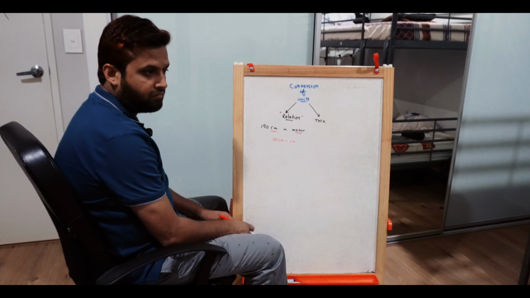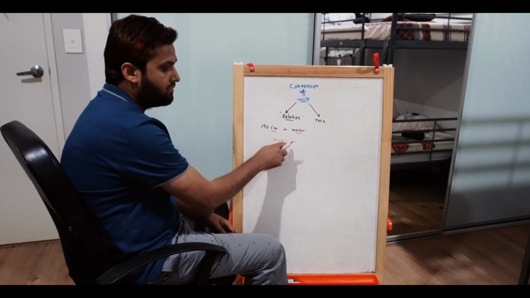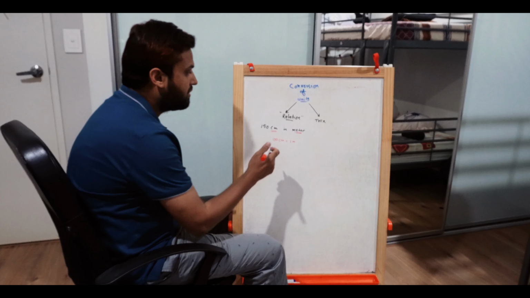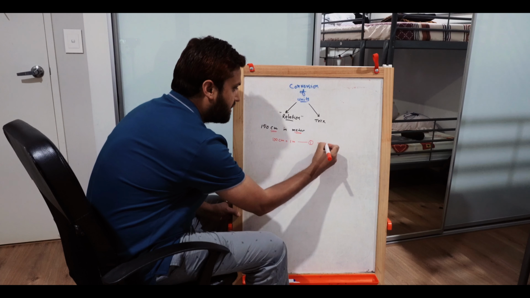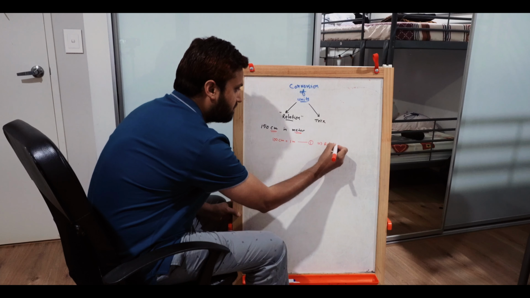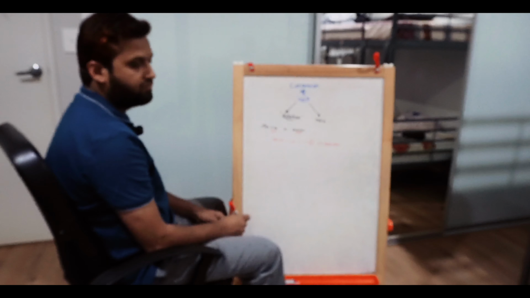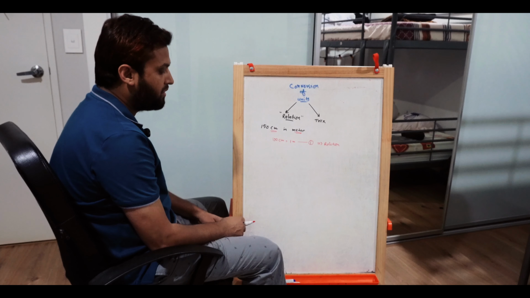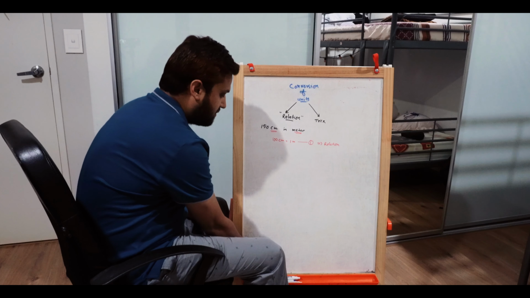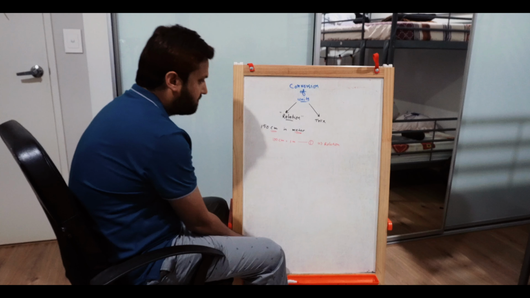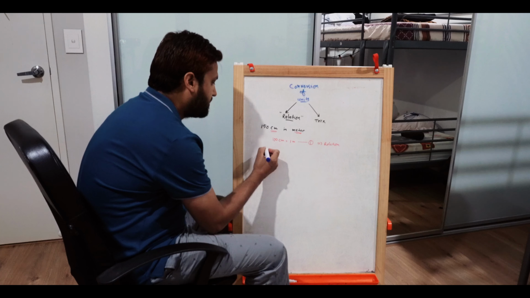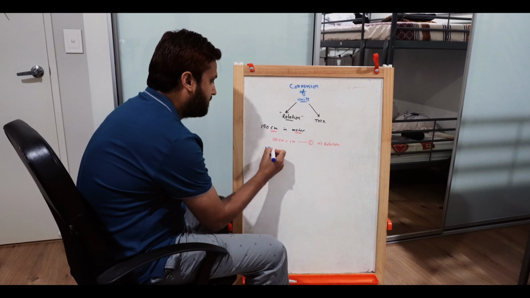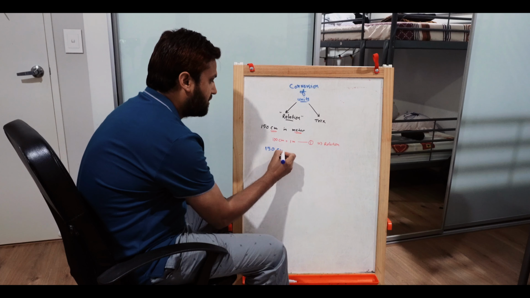I want to see the trick. 100 centimeter equals 1 meter. This is called the relation. Okay, I'm coming to the trick. Now the trick is that whatever number you want to convert, you have to write it first, which is 150 centimeter.